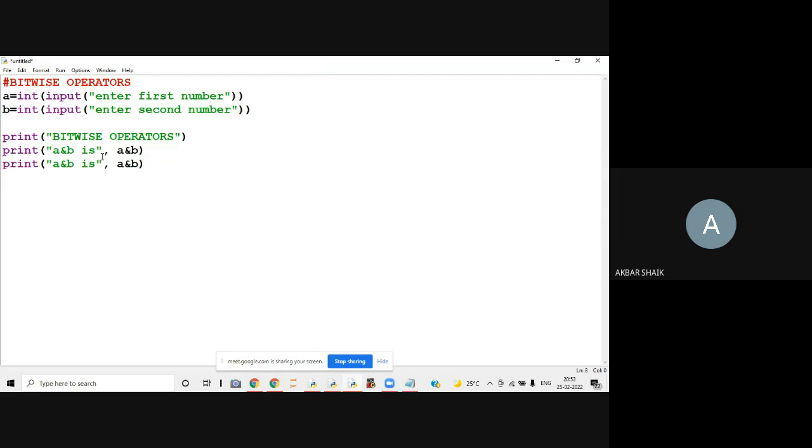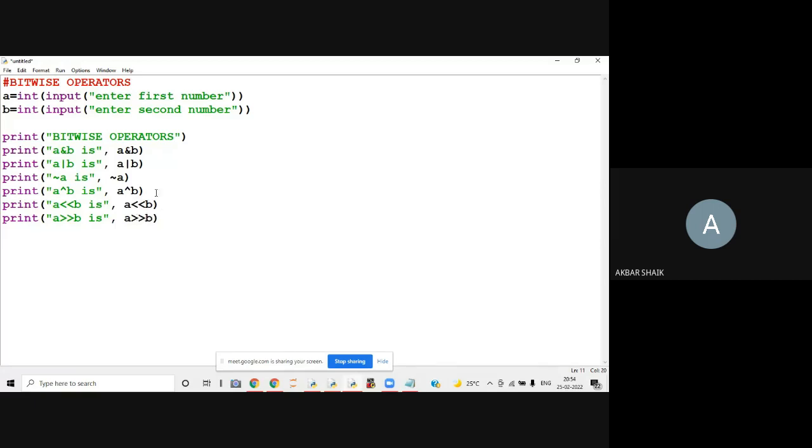Next, A bitwise or B is A or B. Next, negation A is negation A. Next, A XOR B is A XOR B. Next, A left shift B is A left shift B. Next, A right shift B is A right shift B.